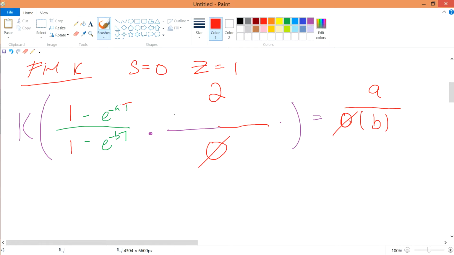Now I finally know. It's because we set s equals 0, z equals 1. But if you set s equal to something else, because when s equals 0, if you still remember back all the way, this thing over here is 1. If s equals 0, z equals 1.